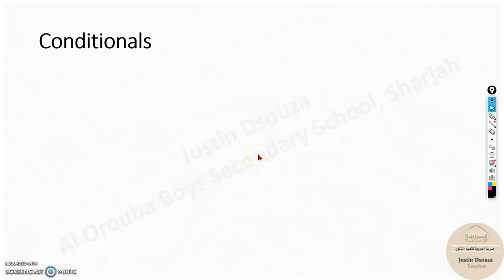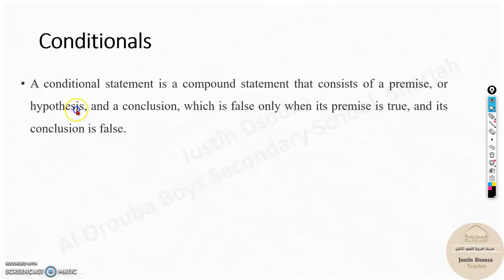We are still in the second objective, but now we move on from conditionals to related conditionals. We will just recall what we had seen about conditionals in the previous video. We had seen that a conditional statement is a compound statement that consists of a hypothesis and a conclusion.